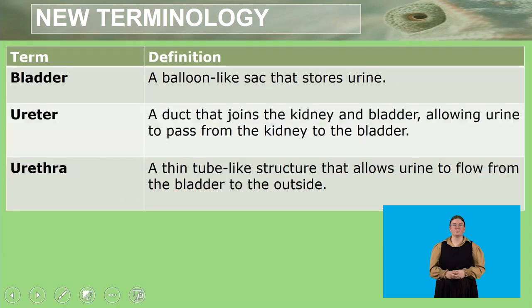And then we move on to organs that are involved in the excretory system, namely the bladder, which is a balloon-like sac that stores urine. We also have the ureter, which is a duct that joins the two kidneys and bladder, allowing urine to pass from the kidney to the bladder. And then lastly, we are going to look at what the urethra is, which is a thin tube-like structure that allows urine to flow from the bladder to the outside.